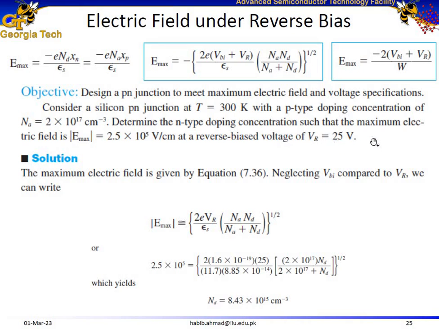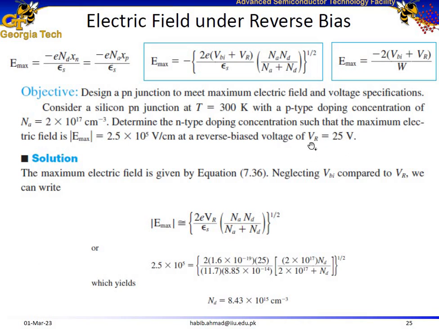The reverse bias voltage is 25 volts, and generally the built-in potential, what is the range of the built-in potential? Do you remember it? I told you the built-in potential would be in the range of 0.5 to 0.9 volts for silicon. Roughly you can assume it to be 0.7 on average.